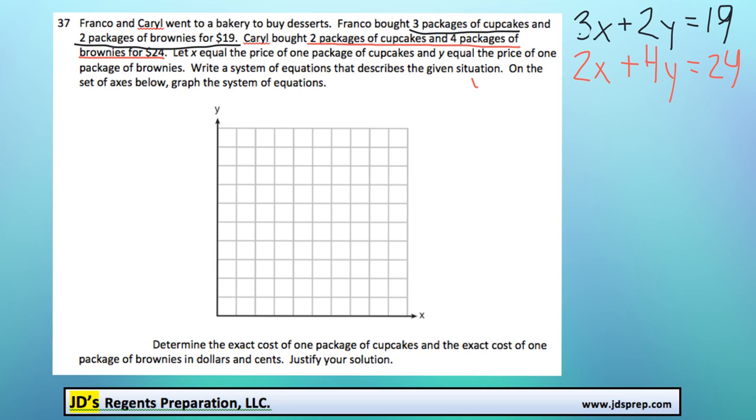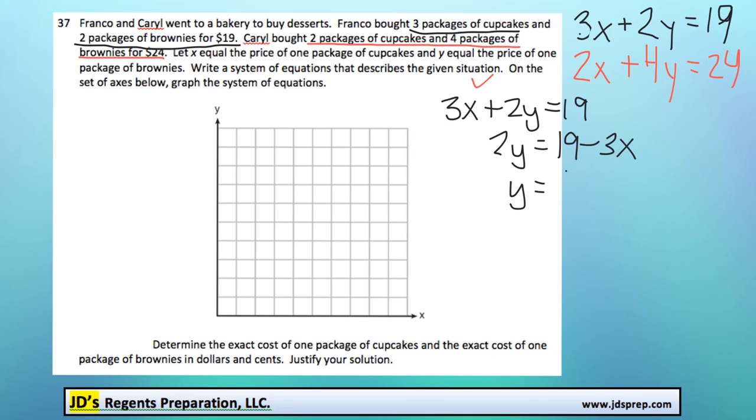Step 2 is to graph these. In order to graph these properly, we need to isolate y in both situations. Let's do the first one, 3x plus 2y equals 19. First thing we're going to do is subtract 3x from both sides. We'll get 2y equals 19 minus 3x. And then finally, to get y completely isolated, we'll divide by 2. And that means y is going to become 19 minus 3x all over 2. All right, that is our first equation.